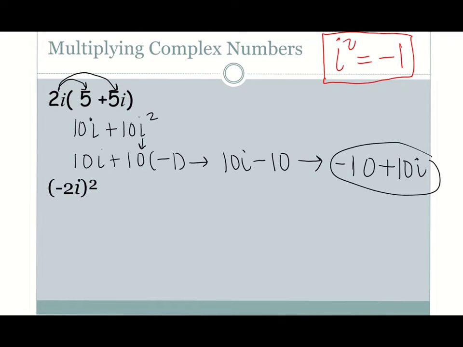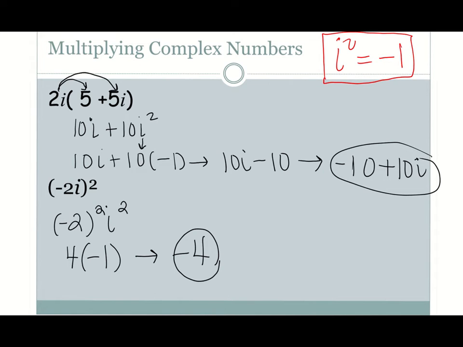So if I'm looking at the second example here, I have -2i squared. When I have an exponent on the outside of parentheses, I'm distributing that exponent in, and I'm going to multiply those powers. So this becomes -2 squared and i squared. Breaking this down, -2 squared is 4, because -2 times -2 is 4. And i squared is -1. So 4 times -1, my final answer here is just -4.